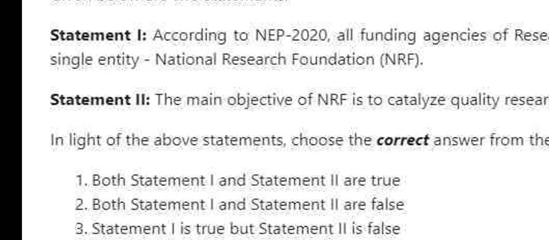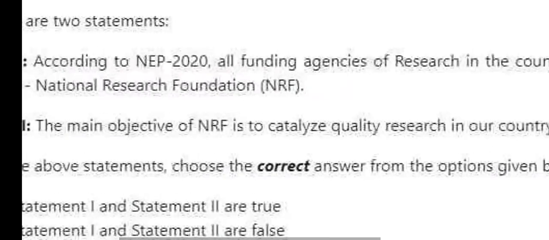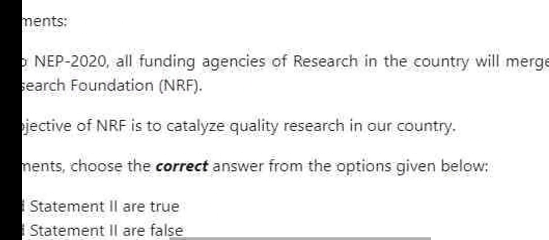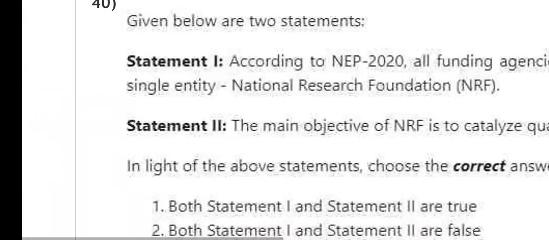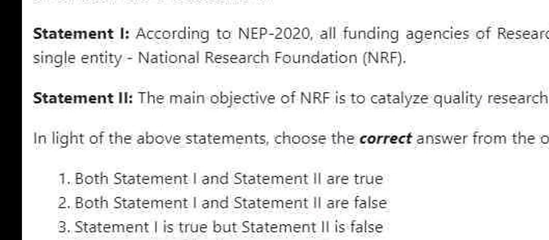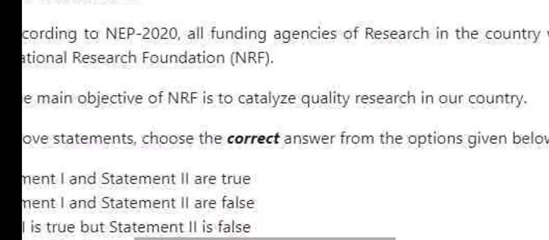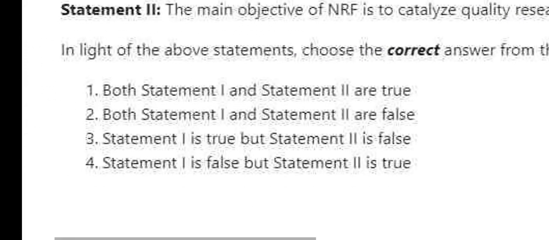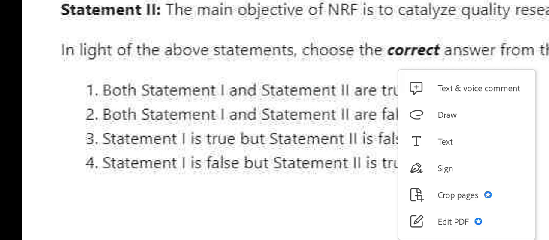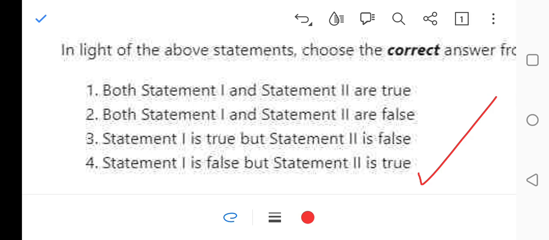Next, one says, according to NEP 2020, all funding agencies of research in the country will merge into a single entity called National Research Foundation, NRF. 2 says the main objective of NRF is to catalyze quality research in our country. Which one will be correct? 1 and 2 are true, 1 and 2 are false, 1 is true, 2 is false, 1 is false, but 2 is true. So number 4 will be correct. 1 is false and 2 is true.